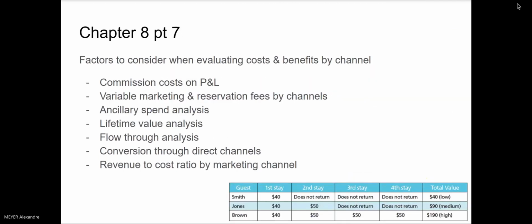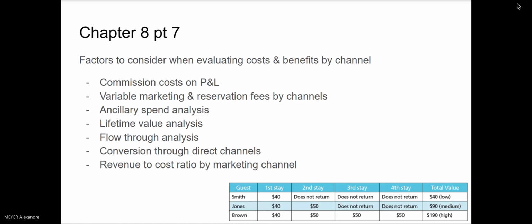So, factors to consider when evaluating costs and benefits by channel. Well, you've got the commission costs, right? You want to try to decrease the commissions that you pay. You have variable marketing and reservation fees by channel. So again, for every reservation you make, certain channels require a fixed amount or percentage. You have to look at ancillary spend analysis, right? Which channel brings you the most ancillary revenue? Because that's also an important consideration to have.